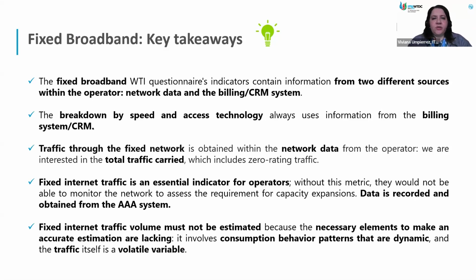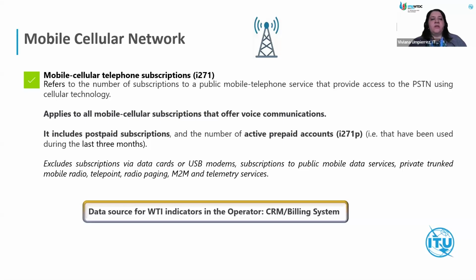So then the presentations will be available on the website. But the important thing is that fixed network traffic always comes from network data, which is a data source. In terms of the breakdown by speed and technology, it is always the billing system or the CRM. And the traffic cannot be estimated. As I showed you, it's a simple number that is available all the time in the operators. And it's important that you have in mind that all the operators in your country give the information in the same unit, exabytes.